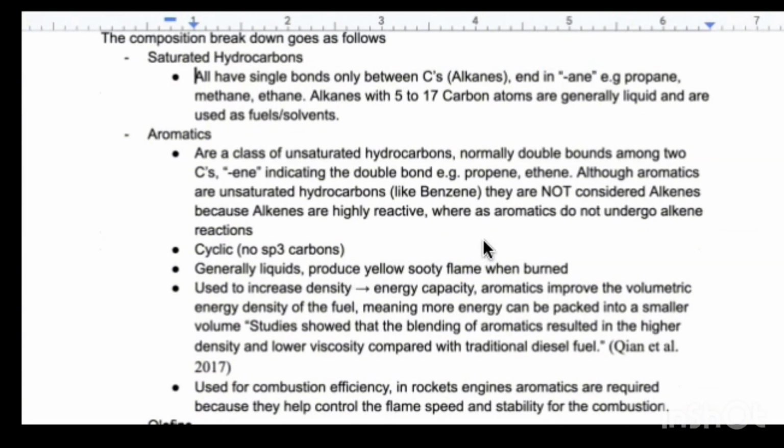Aromatics are a class of unsaturated hydrocarbons. They have double bonds between carbons. Although aromatics are unsaturated hydrocarbons, like benzene, they are not considered alkanes because they are highly reactive, whereas alkanes are not.